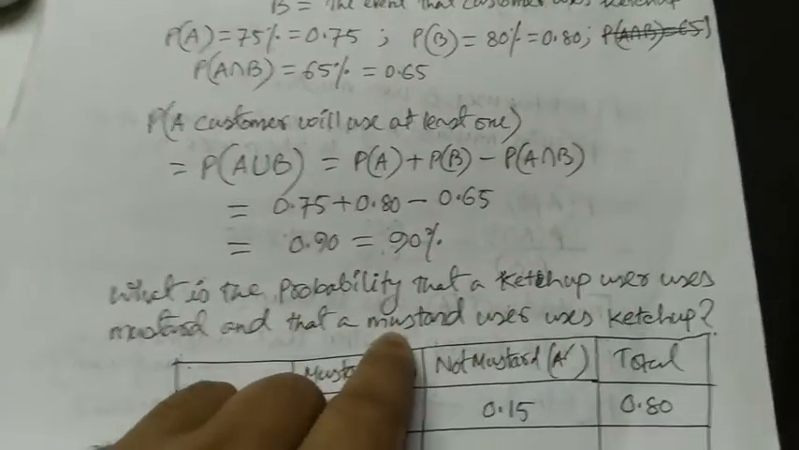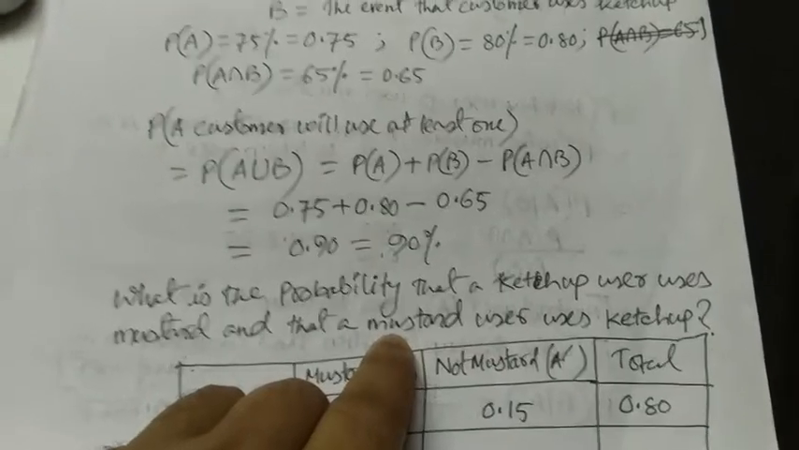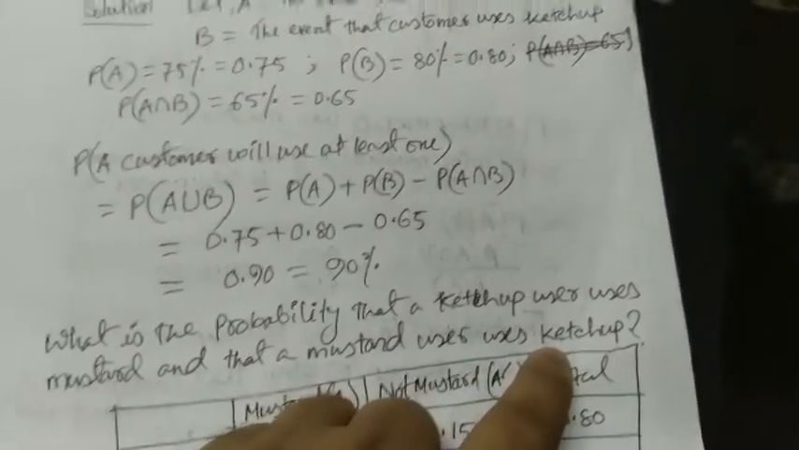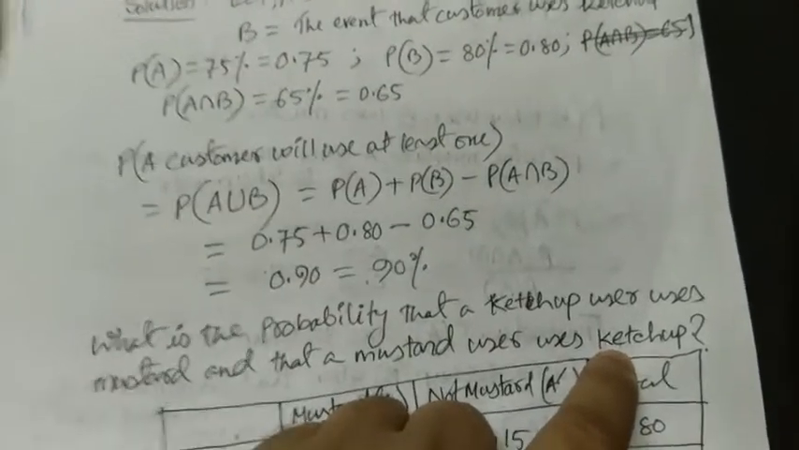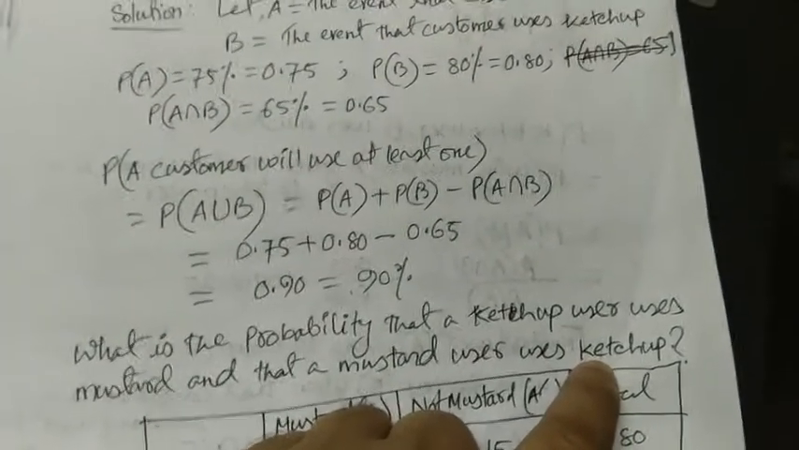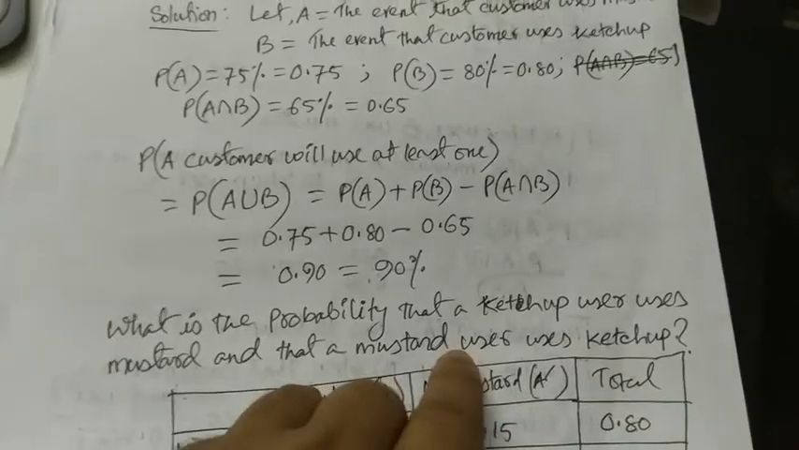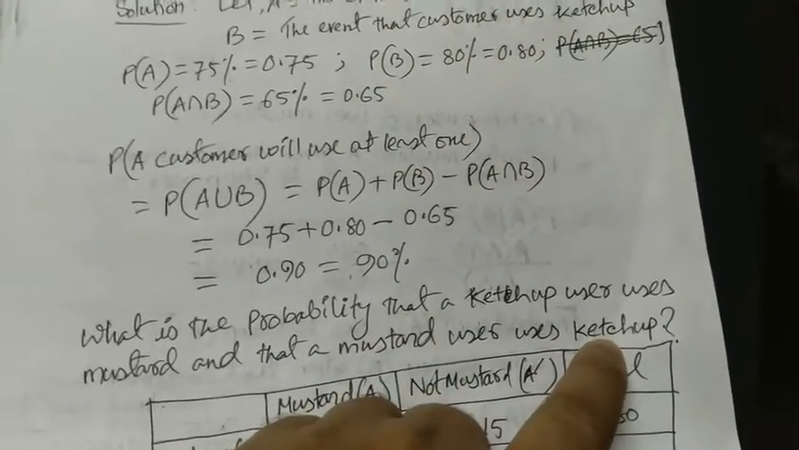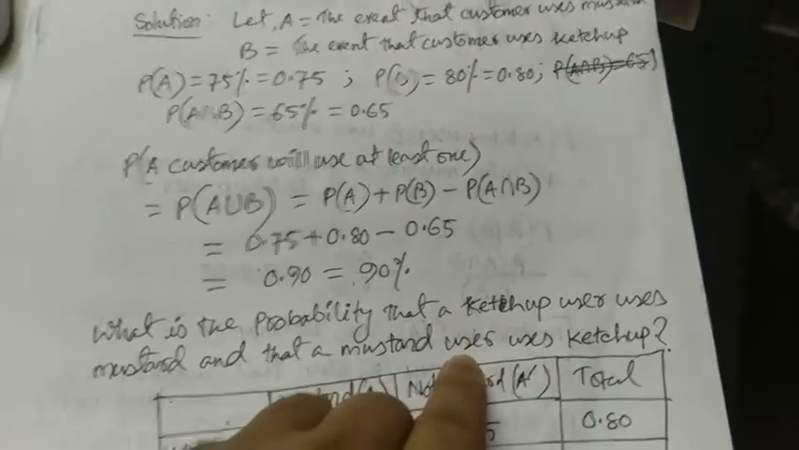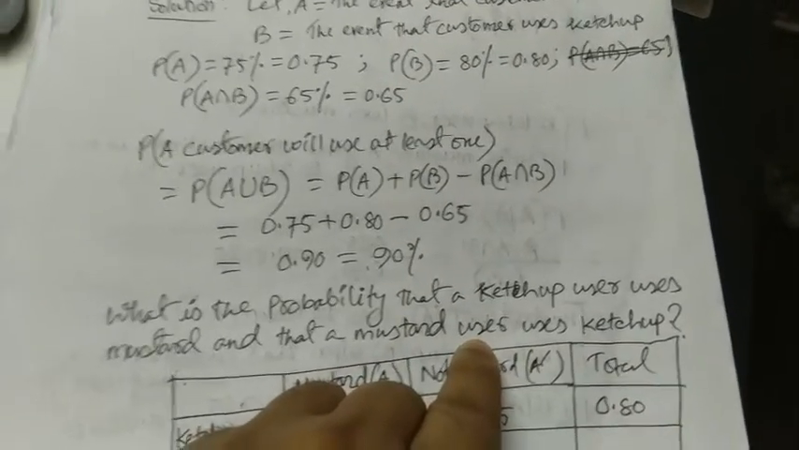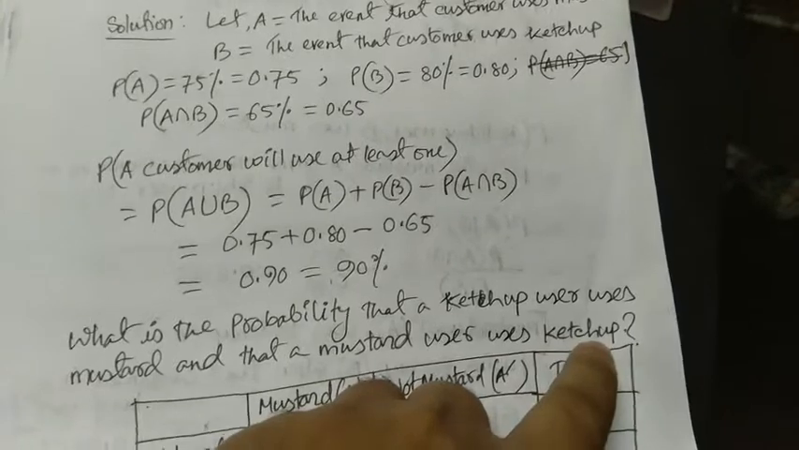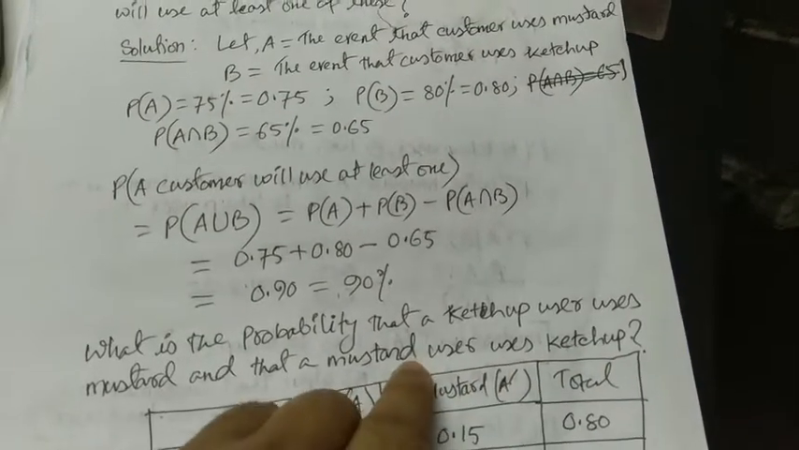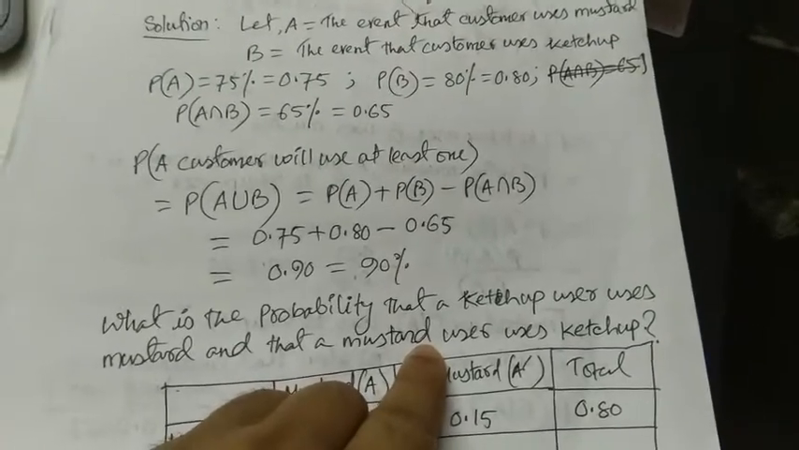And here you need to find that the customer normally uses mustard, but now you need to find the probability of using ketchup. That means probability of B given that the customer normally uses mustard. That means you need to find the probability of B given A, that means the user uses mustard.